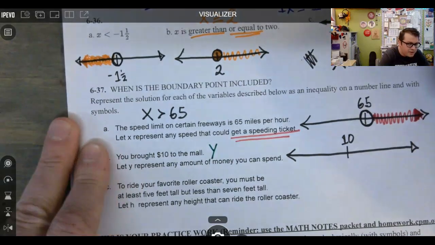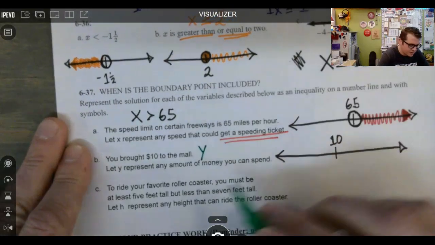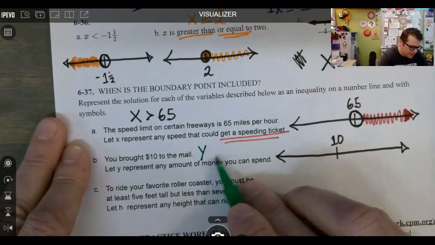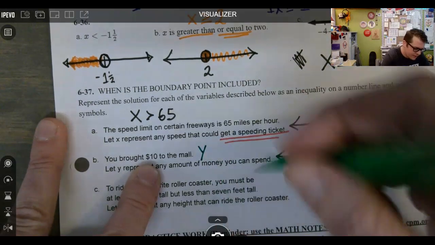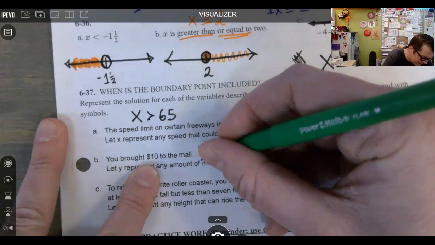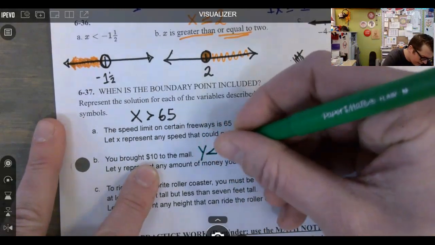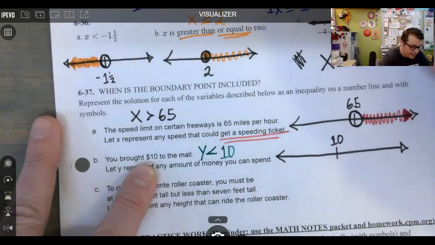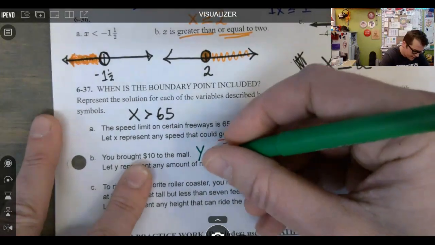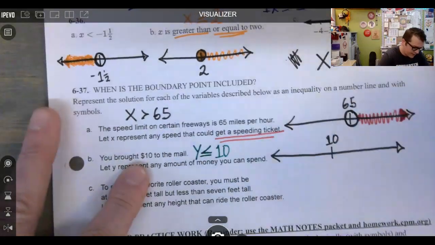Now, can I spend more than $10? Could Y, what I spend, be more than 10? No, because I only have $10. Could I spend less than 10? Yes. So Y can be less than 10. Can I spend equal to what I brought? Yes. Y can be equal to 10.